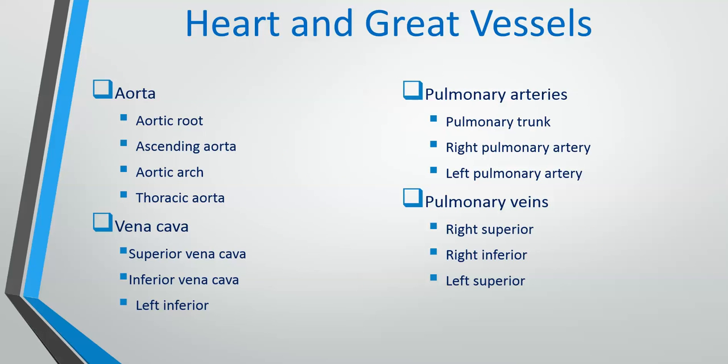So the great vessels of the circulatory system are the veins and arteries entering and leaving the heart. They include the aorta, the vena cava, the pulmonary arteries, and the pulmonary veins. The heart and great vessels circulate the blood to the lungs for oxygenation and then throughout the body. The blood also eliminates waste products from the cells.